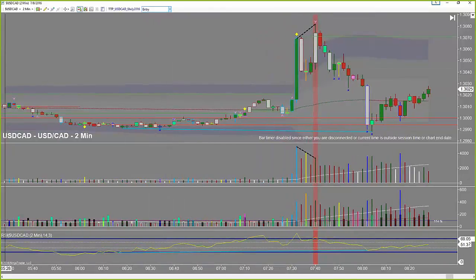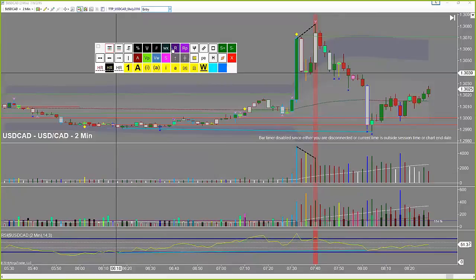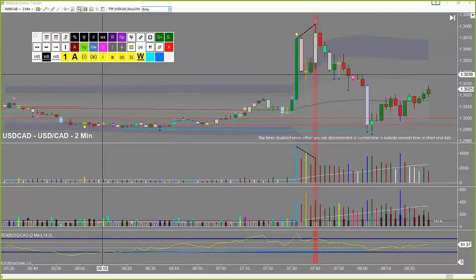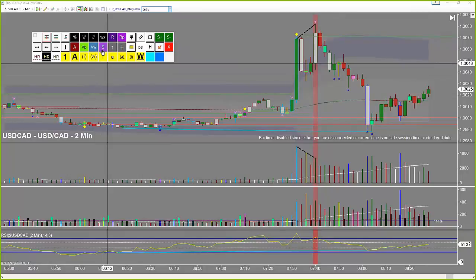And of course, you have so many different tools and buttons on this toolbar that it would take a couple of hours to go over all these different things, which you can see in some of the different videos on the website. So that's it.